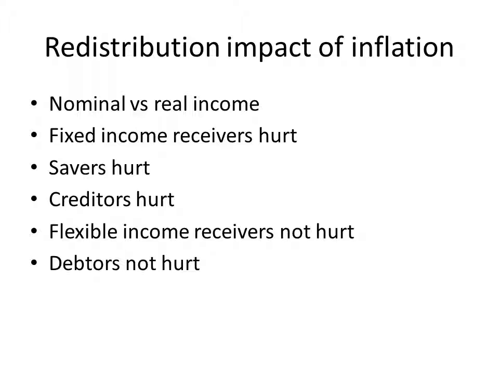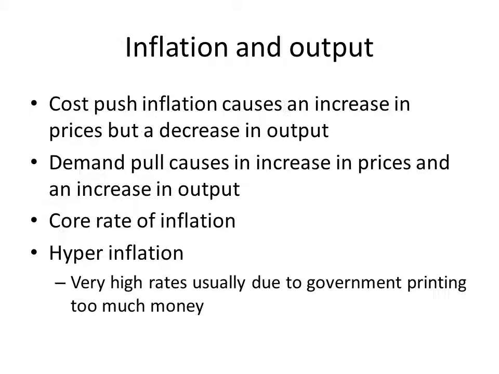Debtors are not hurt either because as prices rise, they're paying off with cheaper dollars. So for instance, today you can buy a house, probably get an interest rate around 3.5%. And then if all of a sudden housing prices and other prices start to rise by 5 or 6%, again, you're paying off with cheaper dollars. You're actually paying off with money that's falling faster in value than the interest rate. So the redistribution impact of inflation can be great for some people.